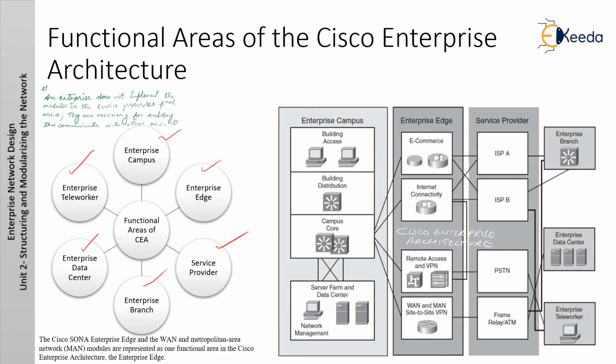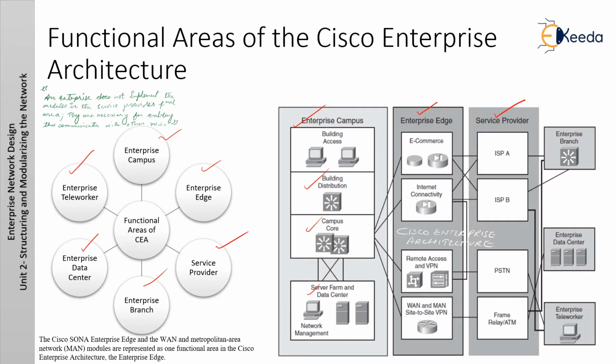Here you can see enterprise edge, service provider, server farm and data center, campus core, building distribution, and enterprise campus. These are the different modules which we can use here.